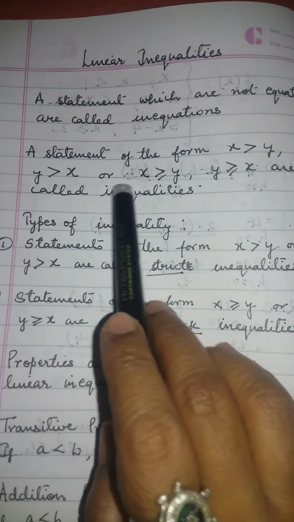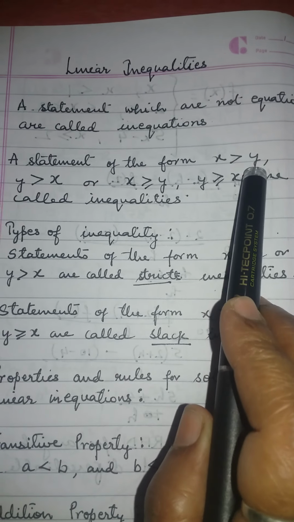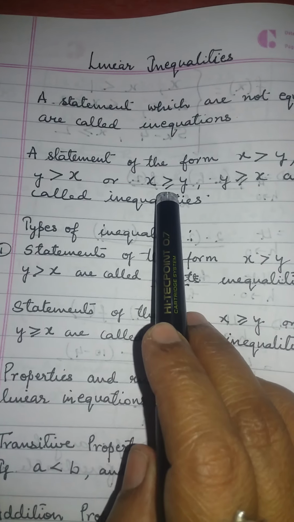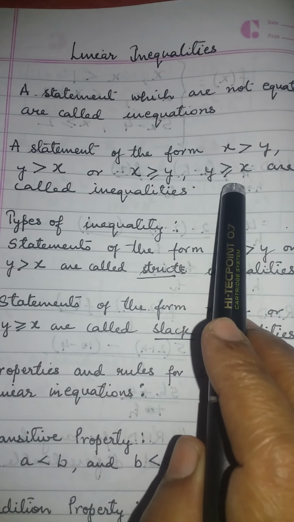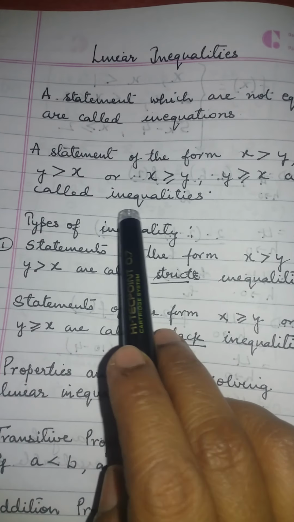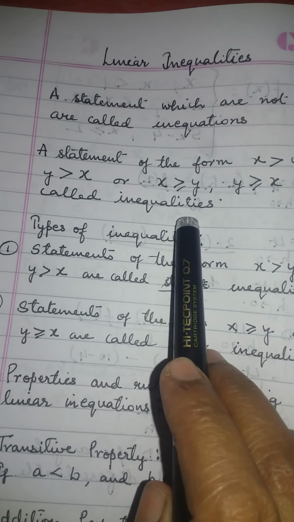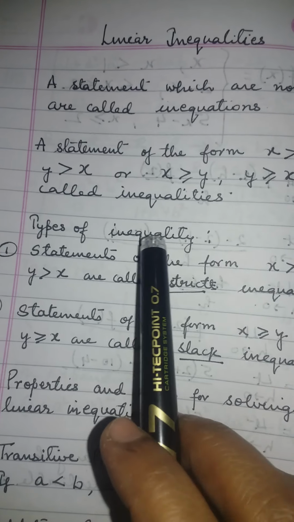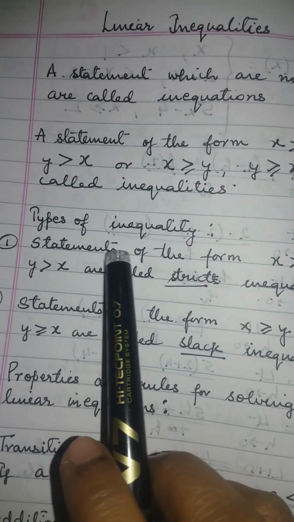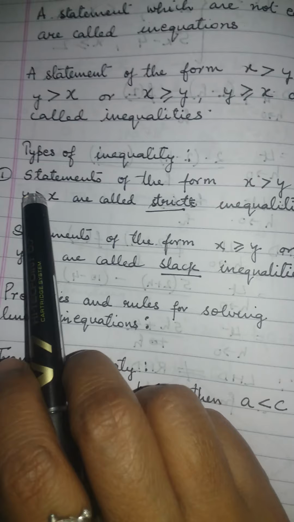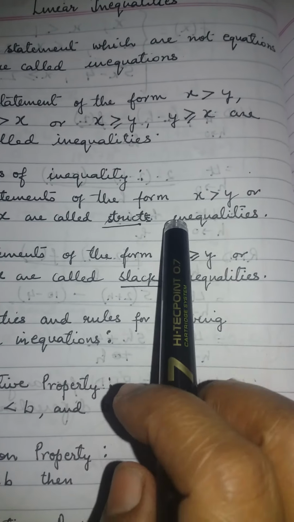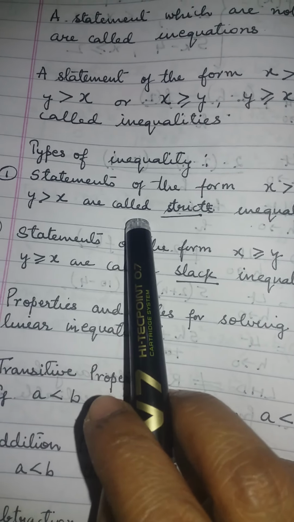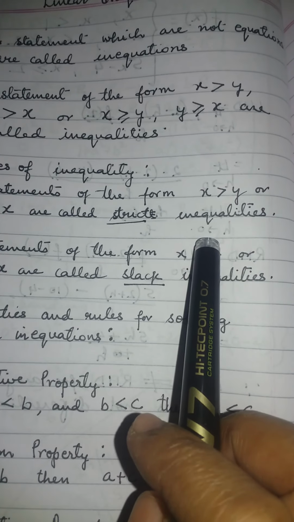Meaning a statement of the form x greater than y, y greater than x, or x greater than or equal to y, or y greater than or equal to x, these are called inequalities. These are called inequations. Right? There are two types of inequalities. There are two types of inequations. First type, a statement of the form x greater than y or y greater than x is called a strict inequality.